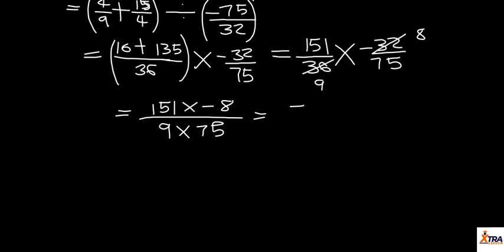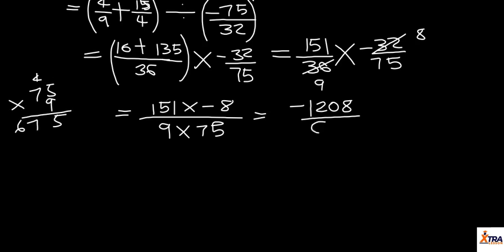Multiplying this out, we'll be having minus 1208 over 75 times 9 here. So we can multiply this out. 9 times 75 here is 675. And then this will be our final answer. And then we are done with this question. So this is what we call it a day as regards closure property.